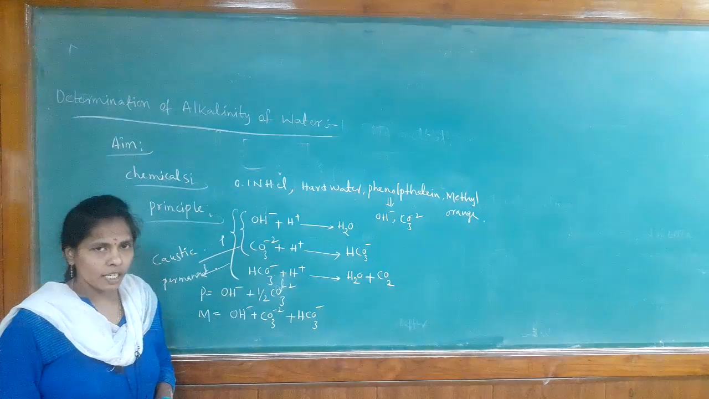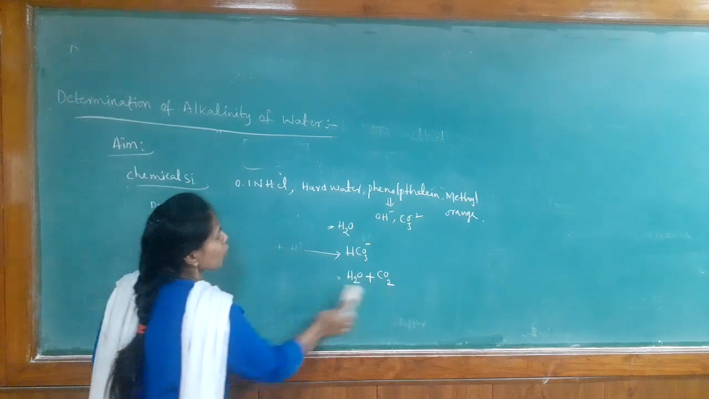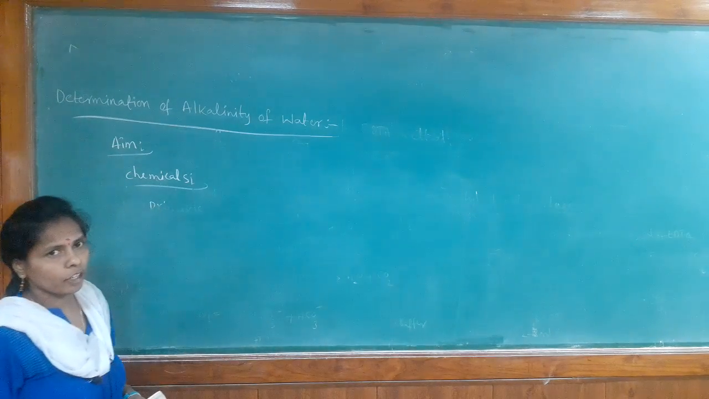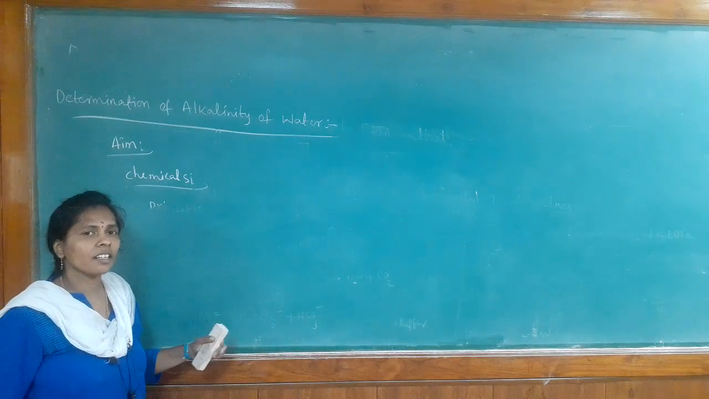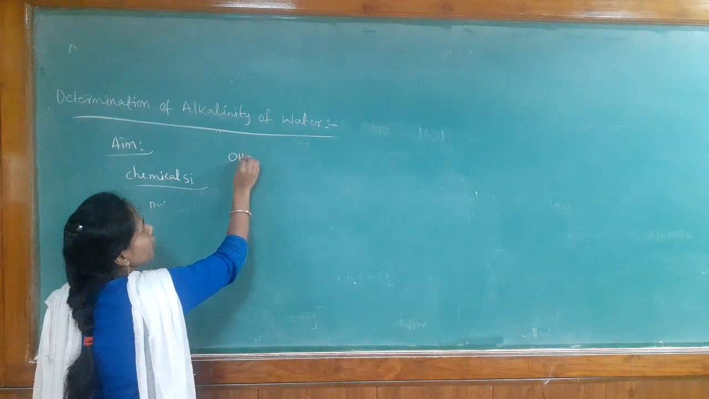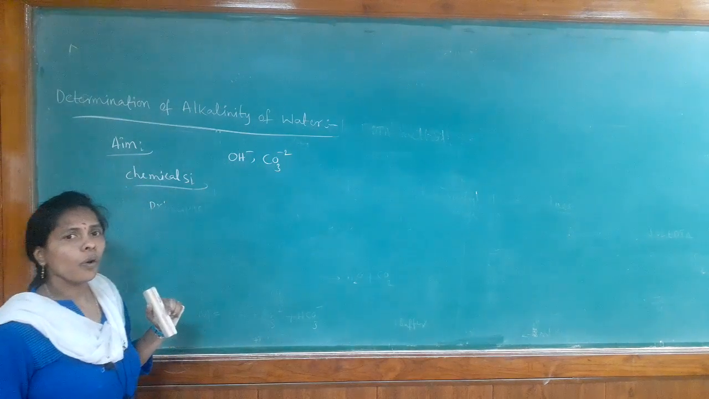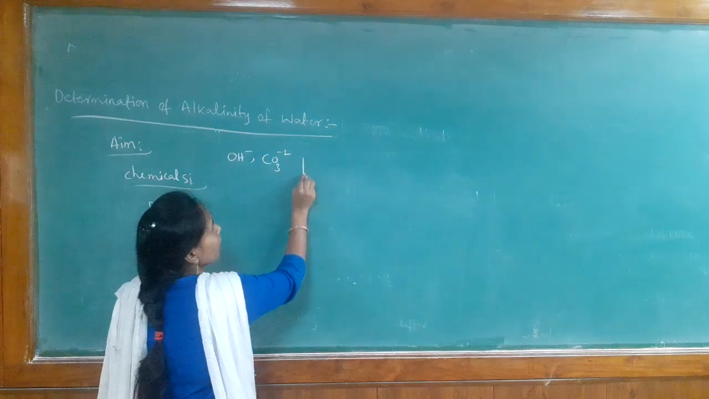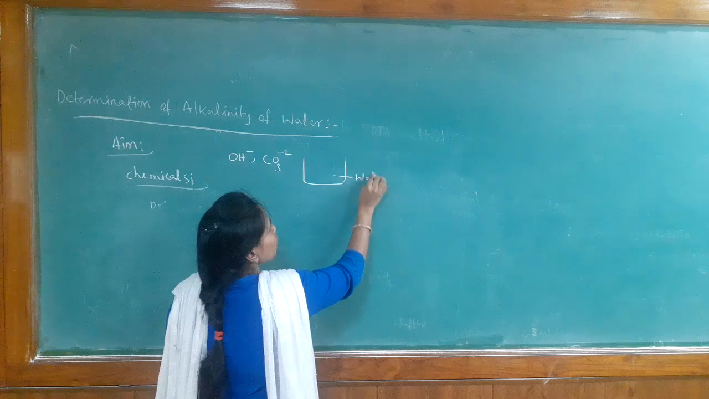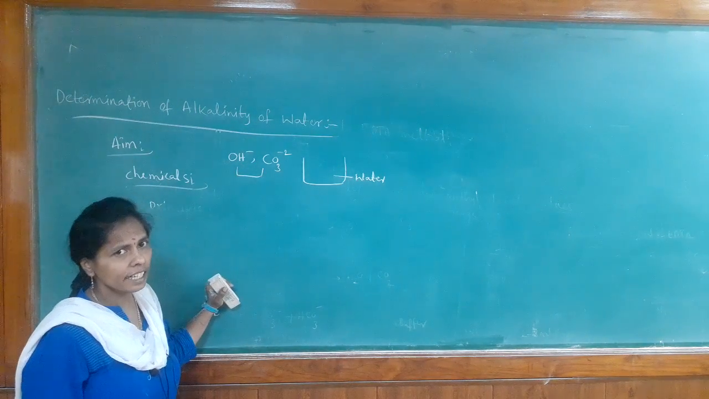So, now let us see the procedure of the given experiment. What is the aim of the experiment? We are going to find OH minus, carbonate and bicarbonate, but we know that all 3 ions do not exist together. So, we are assuming that the given water sample has OH minus and carbonate. I am going to give the water sample to you in the beaker. This is the water sample, containing these 2 ions, OH minus and carbonate.